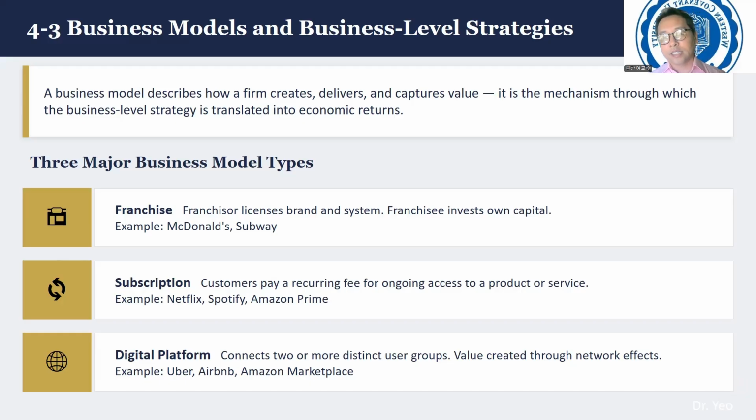Here's a key insight. A firm can use the same business level strategy, but with a very different business model. Both Walmart and Amazon pursue low cost, but their business models are radically different. Understanding the model helps us understand how the strategy is executed.